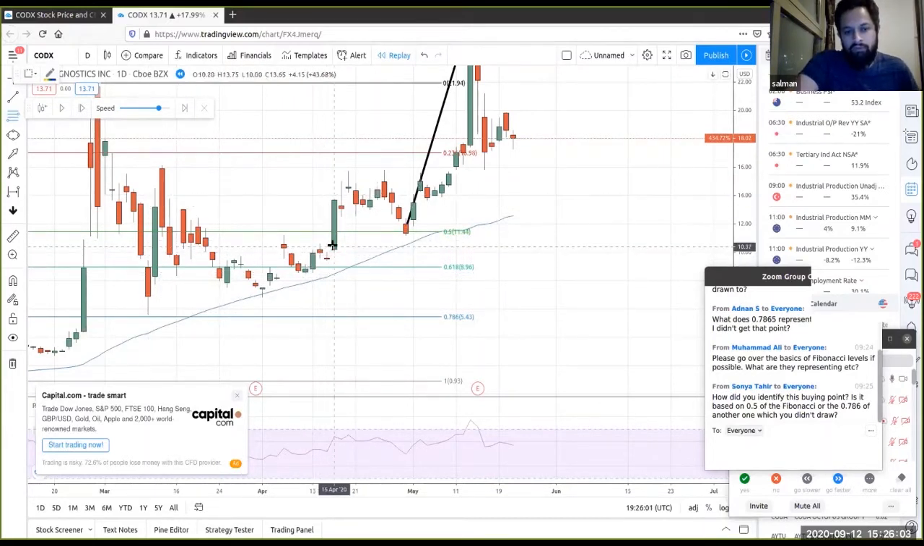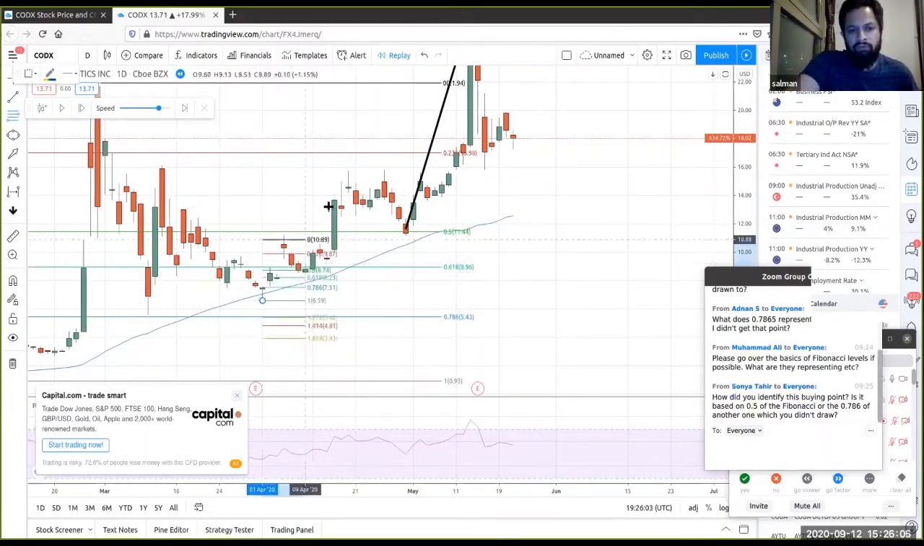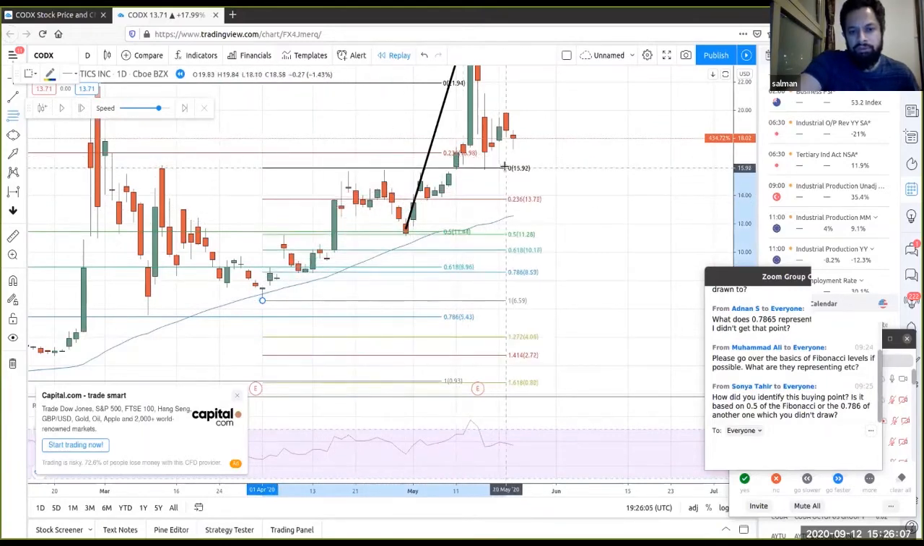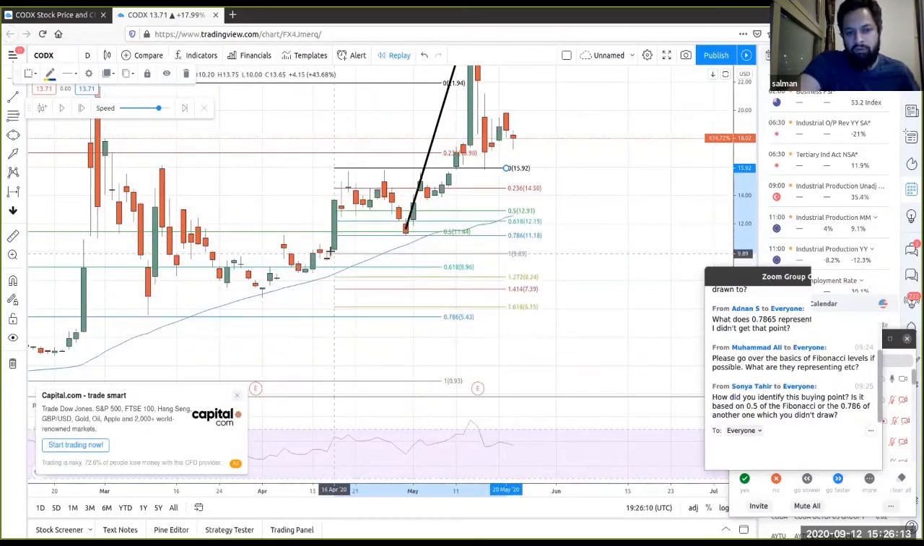Where I was saying, if you draw Fibonacci here, this is 50%. Or you can go here, and this is 78.6. I usually like 78.6. So I was saying, once you saw this pin, you should be very confident that there are a lot of good things happening in this trade. So then you can enter at any point.